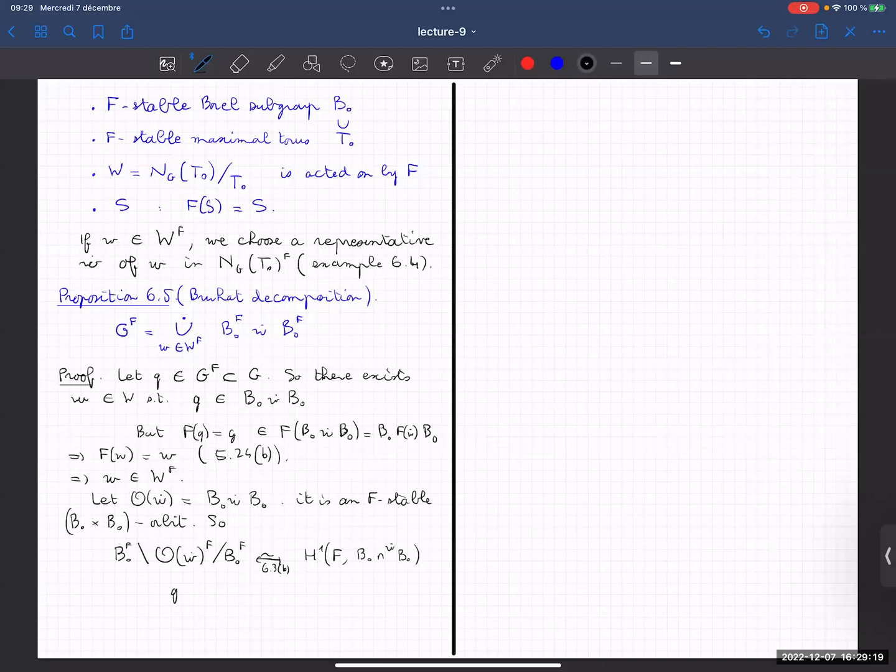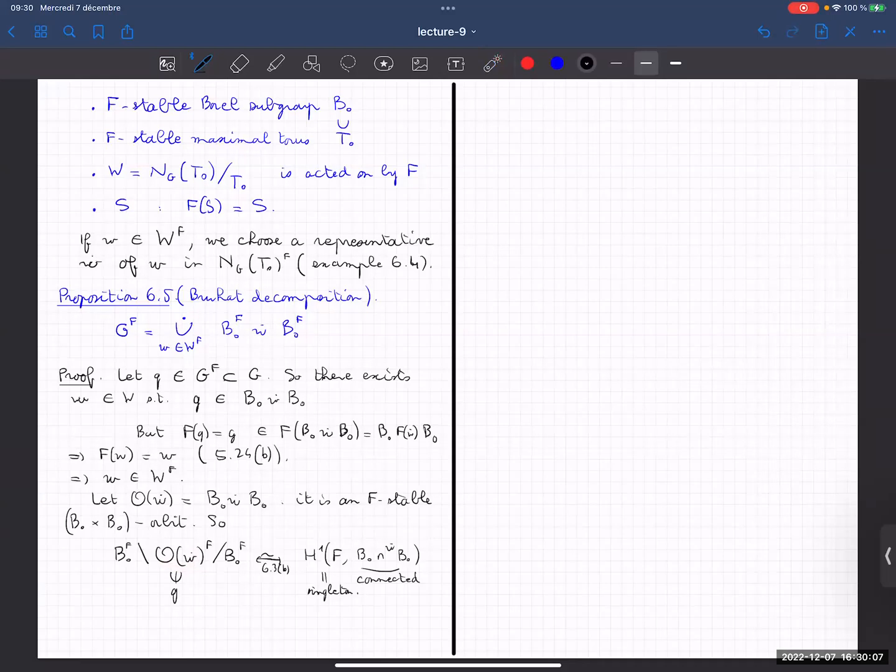Your element G belongs to this guy, and it's a fact that's not difficult, but not easy. This is the fact that this guy is connected. And for this, you need to go further into the structure of reductive groups, for instance, to use root systems. Okay, so this is connected. So this guy has only one element. So this means that there is only one B0F cross B0F orbit in OW dot of F. And since G belongs to this guy, this implies our result.